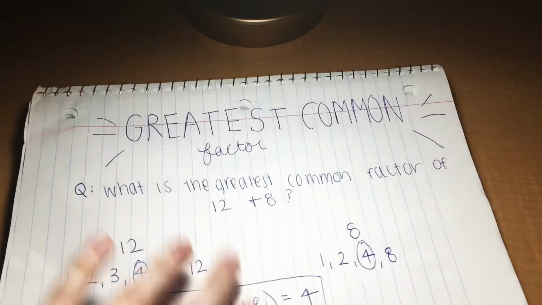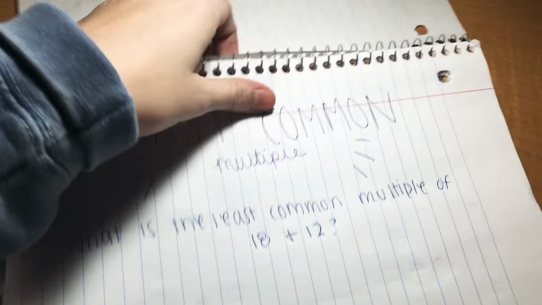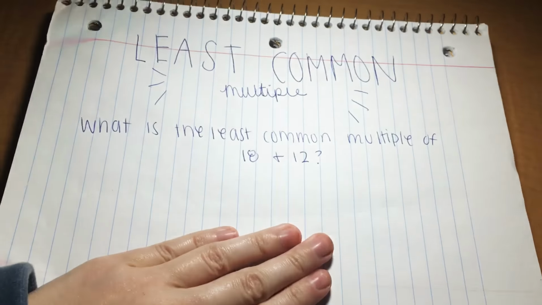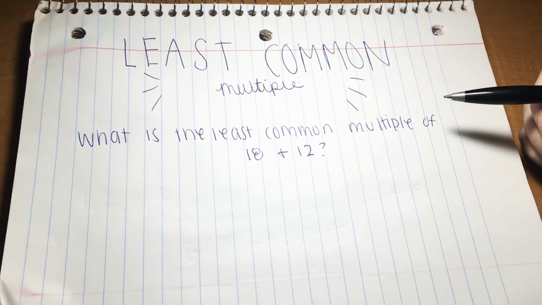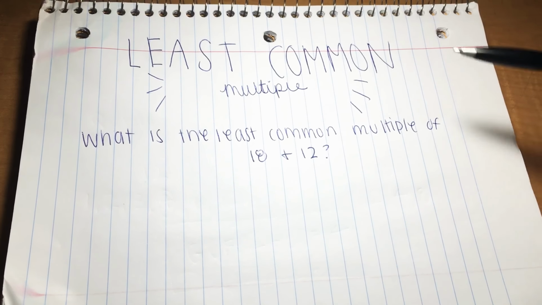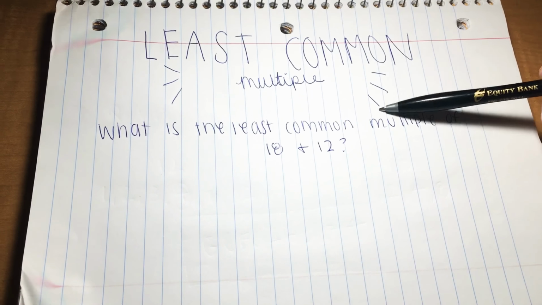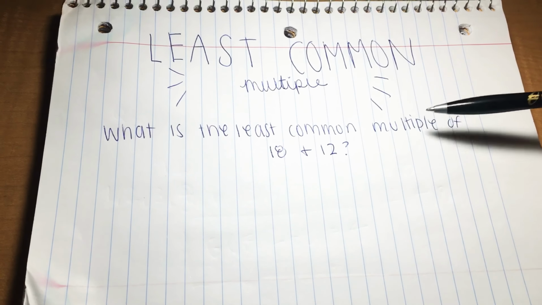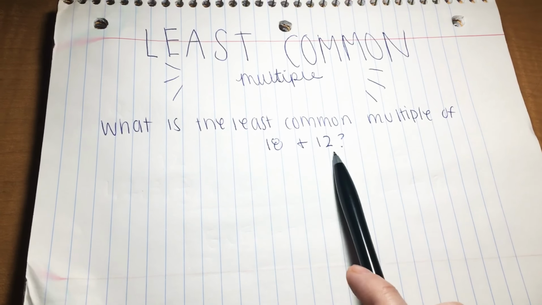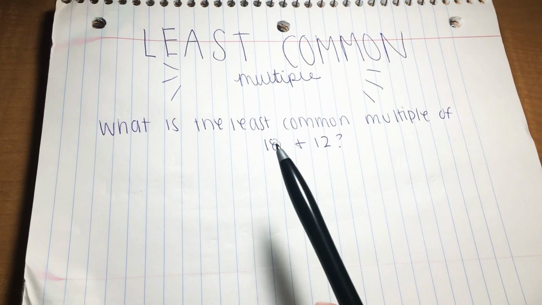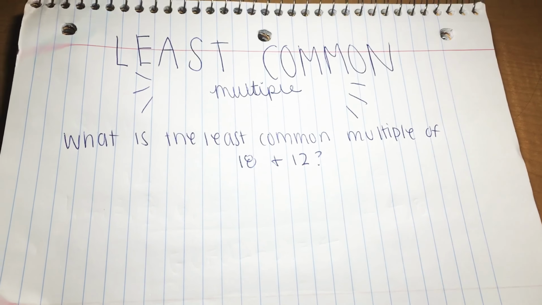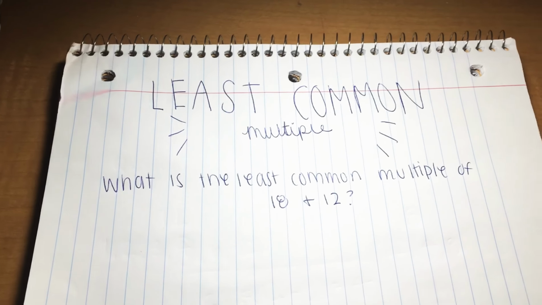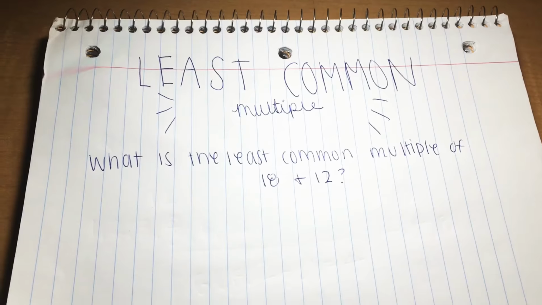So now we're going to talk about least common multiples. The example I have is, what is the least common multiple of 18 and 12? The least common multiple of two numbers is the smallest number that these two numbers are factors of. So we're going to try to find the least common multiple of these numbers.